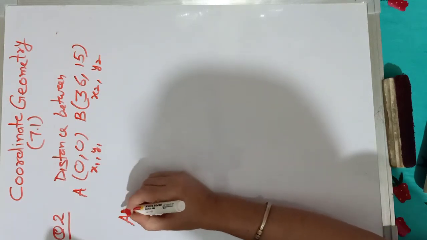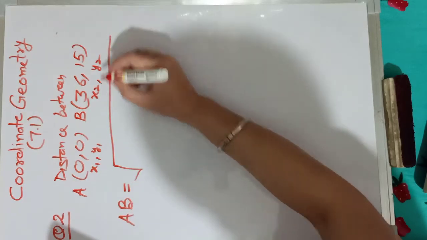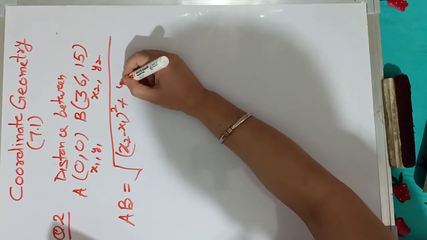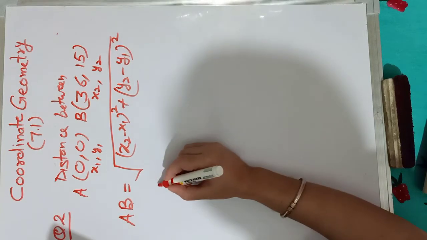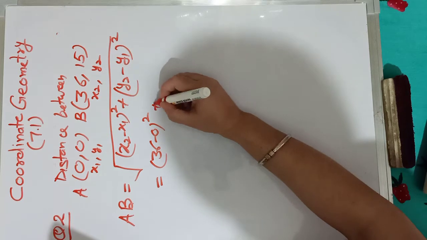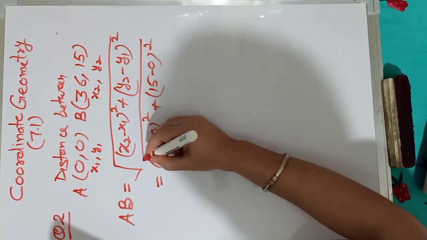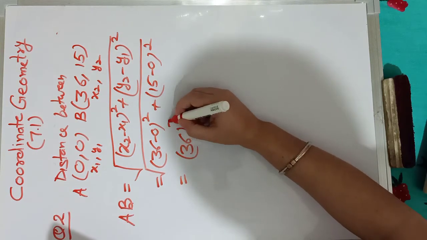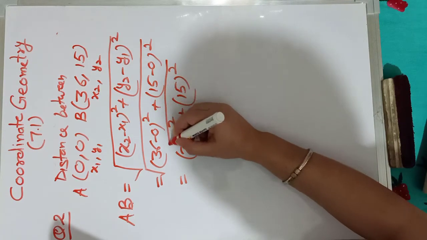Now what will be the distance AB? First of all write down the formula: x2 minus x1 whole square plus y2 minus y1 whole square. So x2 minus x1 whole square means 36 minus 0 whole square plus 15 minus 0 and its square. So you will be left with 36 square plus 15 square.